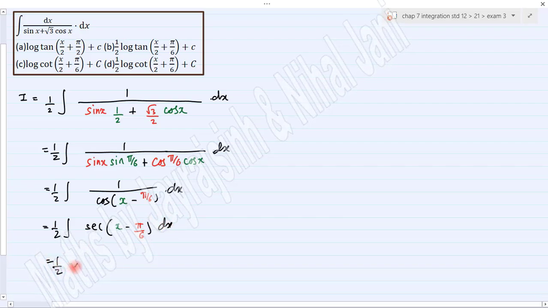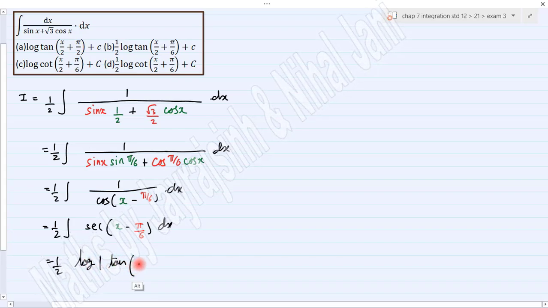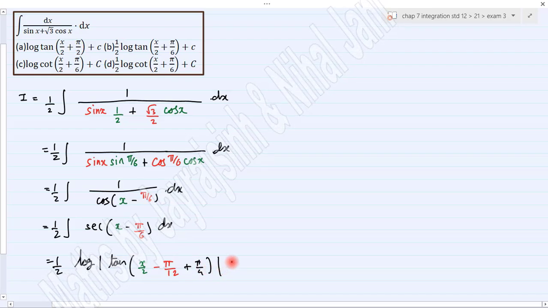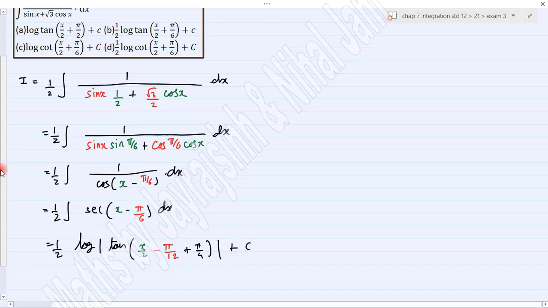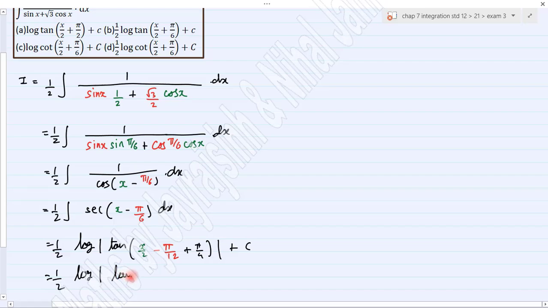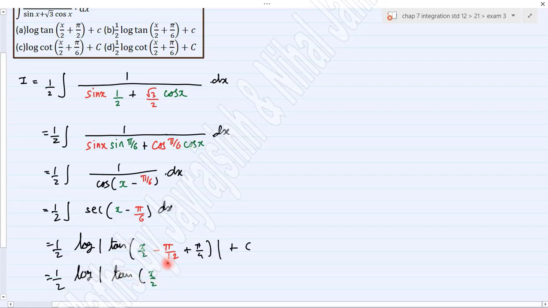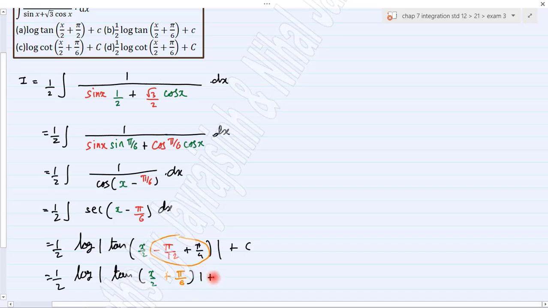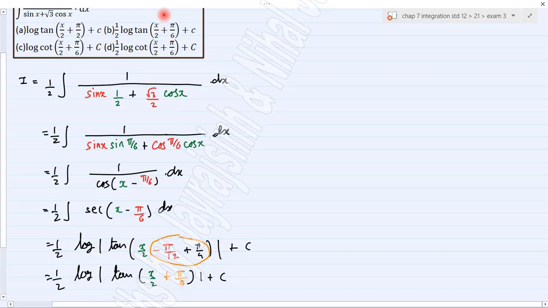and integration of sec is nothing but log mod tan half the angle, or we can say x by 2 minus pi by 12, plus pi by 4, plus c. So you will get 1 by 2 log of tan (x by 2, and this minus pi by 12 plus pi by 4 will become plus pi by 6), plus c. So tada! This is your final answer, which is given in option B.